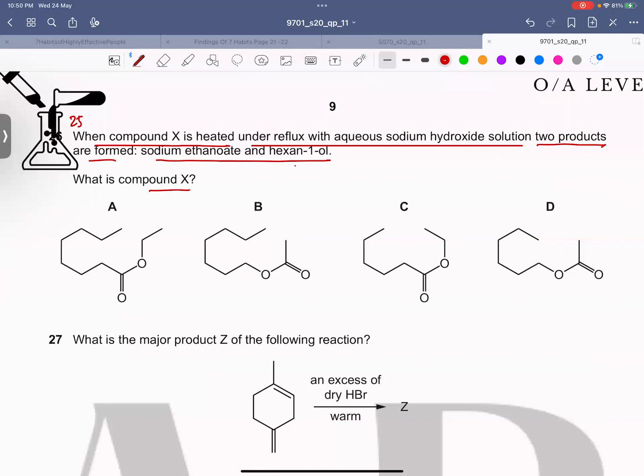So see, hexan-1-ol and sodium ethanoate. It means that the C double bond O carbon is on the side where there are 2 carbons. So if I break it from here, 1, 2, 3, 4, 5, 6, 7, 8. It means that you are going to get octanoate, right? And here we are getting only ethanoate with 2 carbons, so A goes wrong.